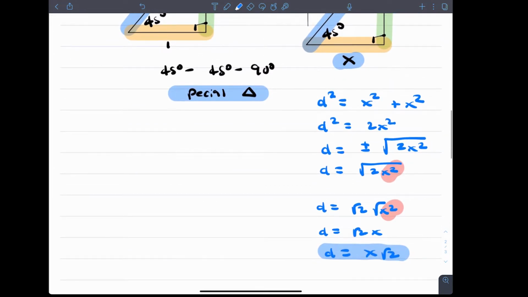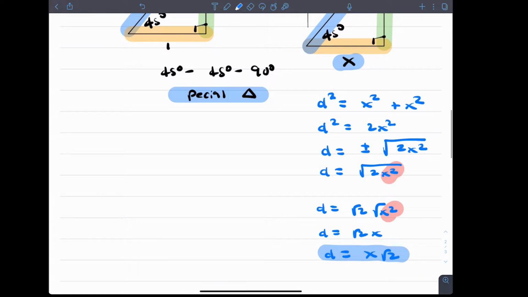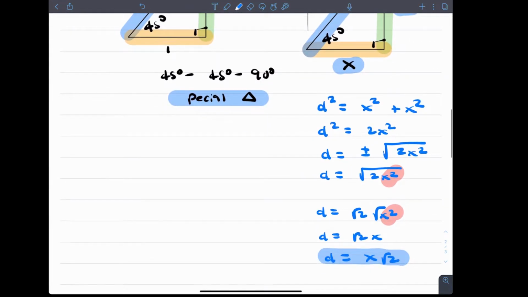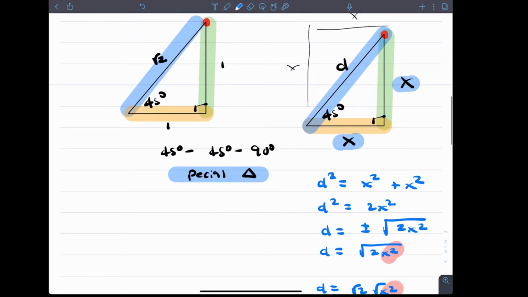So you might say, what did you just do? We found the diagonal in general. We found the diagonal. What's the formula for the diagonal? It is x square root of 2. So I can go back here and say you are now going to be x square root of 2.